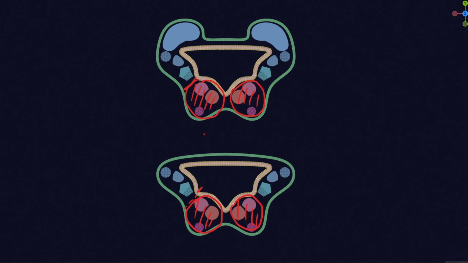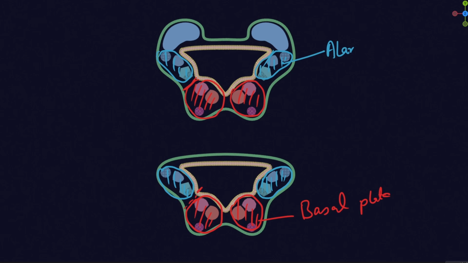Of course, the basal plate is medial to the sulcus limitans. So these are derived from the basal plate, and those that are dorsolateral to this sulcus limitans here as well, these are derived from the alar plate. So this you must understand: this is derived from the alar plate and this is derived from the basal plate. And of course, please don't forget that we have this lip here which will form the cerebellum. It is called the rhombic lip.